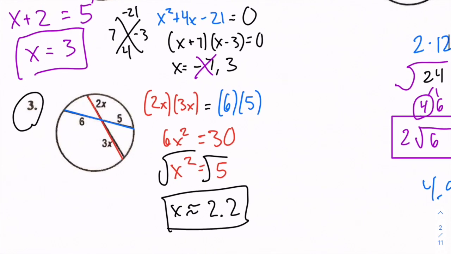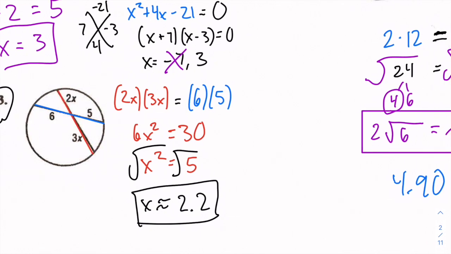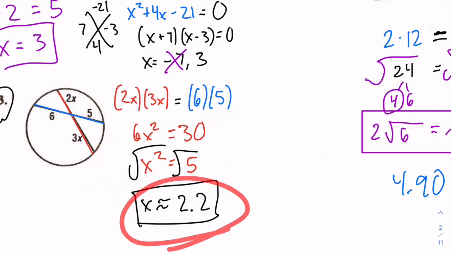And for number 3, pretty basic, the red line right here. Boom, 2x times 3x. And then blue line, 6 times 5. Boom, boom, little math magic. x is approximately 2.2, right?